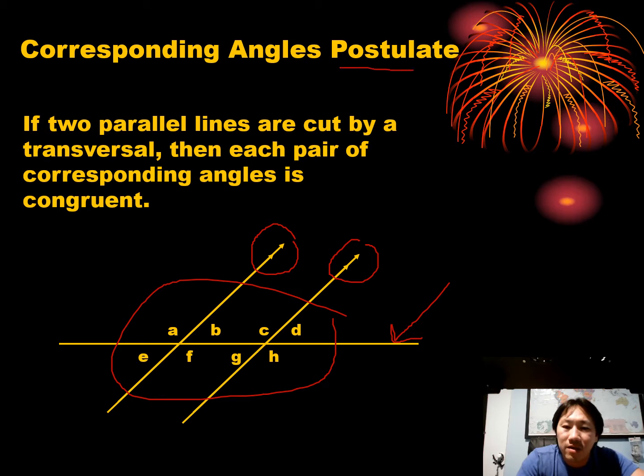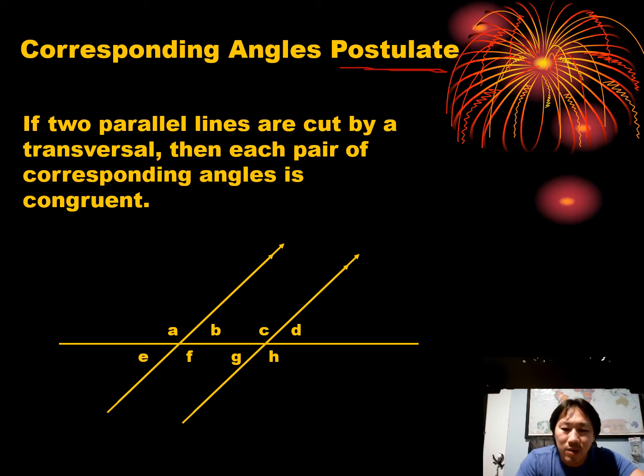For example, in this case, we have the corresponding angles postulate. A postulate is basically a mathematical rule that doesn't need to be proven. Let's look at what happens when we make the lines parallel. If two parallel lines are cut by a transversal, then each pair of corresponding angles is congruent. You have to remember what corresponding angles were.